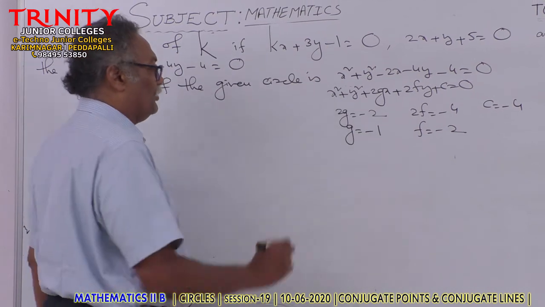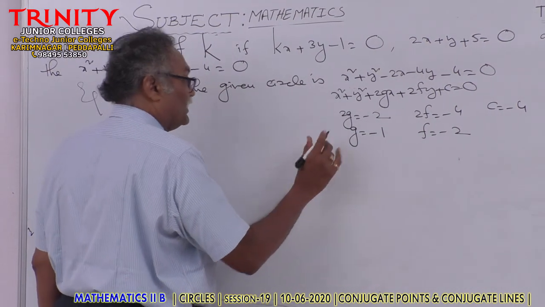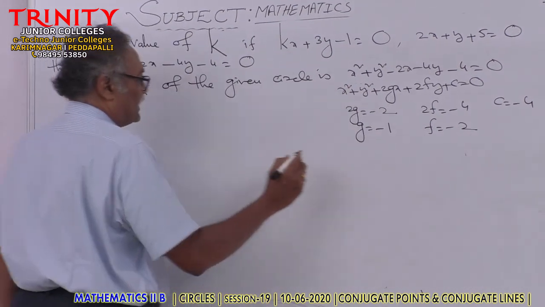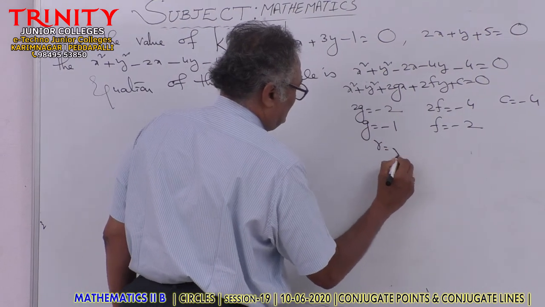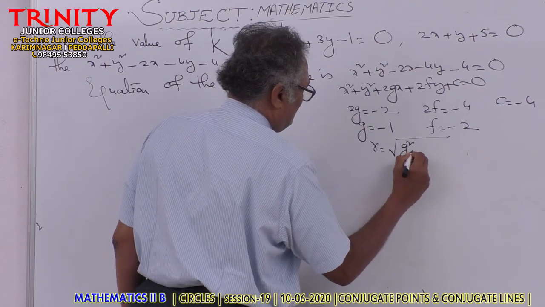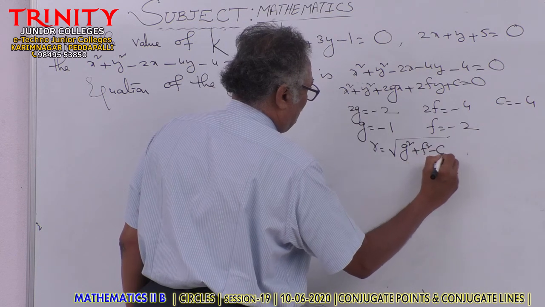Okay. Now the radius of this circle is the square root of g square plus f square minus c.